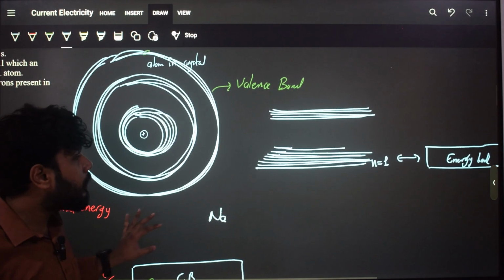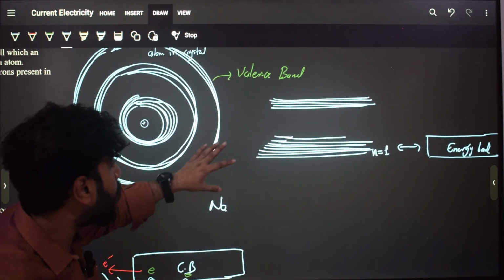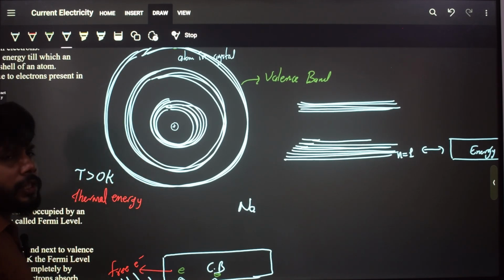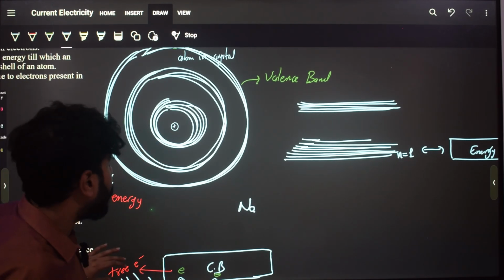And remember, none of them will have exactly one value, so none of the lines will intersect each other. So you will have first energy band, second energy band, and third energy band, and the last one you can say valence band. Got it?